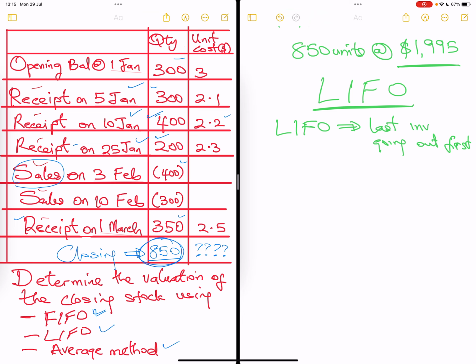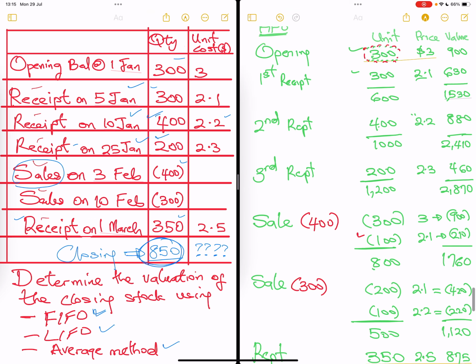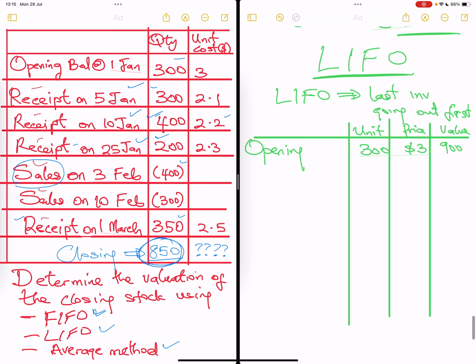Now, how does it work for the valuation? We start with the same approach we used for the FIFO, the opening. We open with 300 units, remember, at $3, and that gives us 900 valuation. So this is units, this is price, and this is value. Take note, that's what we want to build on, just like we did for the other one. Yeah, similar approach. So that's our opening.